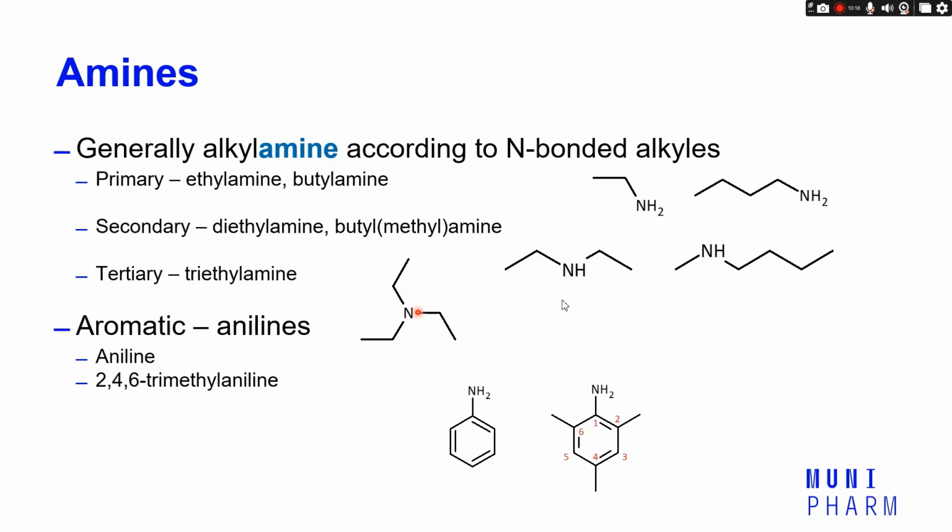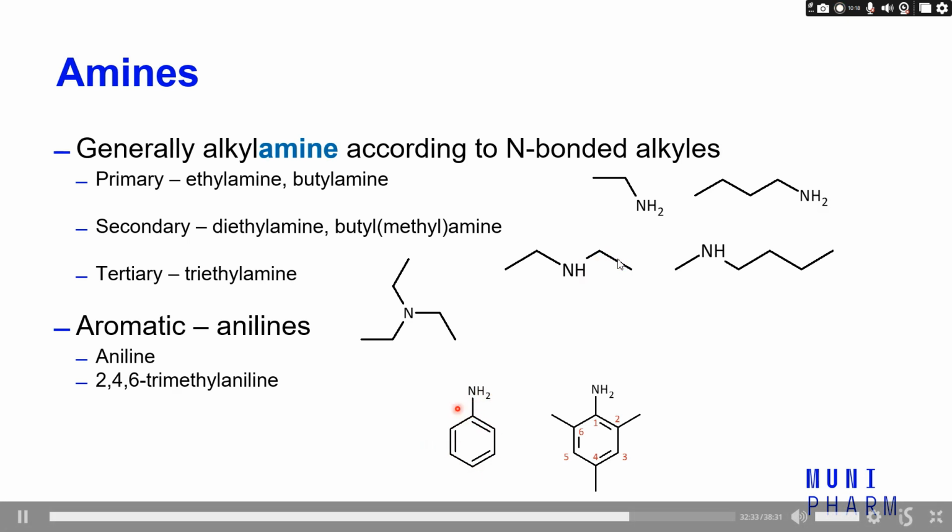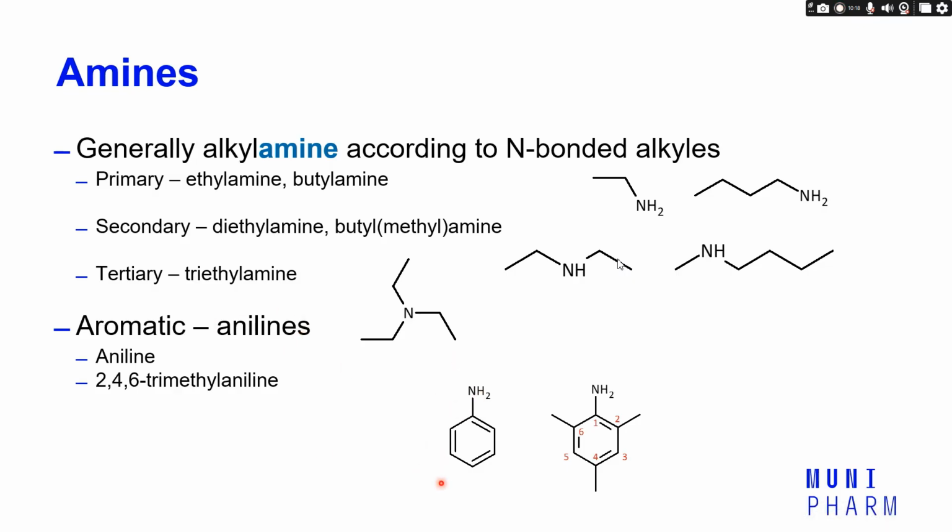In case of so-called aromatic amines, it means that the amino group is directly bonded to the benzene or other aromatic ring. They are called anilines. This is the simplest one. It is only called aniline. Again, it is a trivial name which is used for it. And this compound, again using the trivial name aniline, may be named as 2,4,6-trimethylaniline.